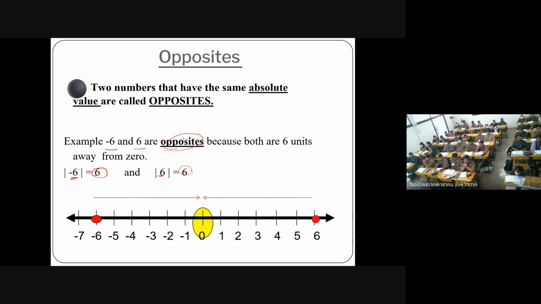Okay? So if I ask you, what is the opposite number of negative 8? What do you think is the answer? 8. Okay? If it's negative, you just get the positive number of it. But what if I say, what is the opposite number of 10? No. It is negative 10. Again, the opposite of a positive number is a negative number. So the opposite of 10 would be negative 10.